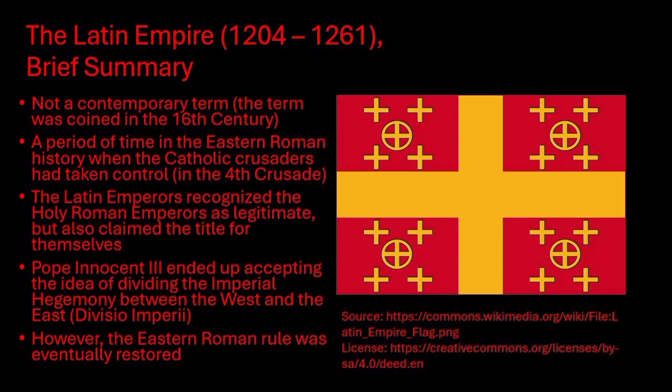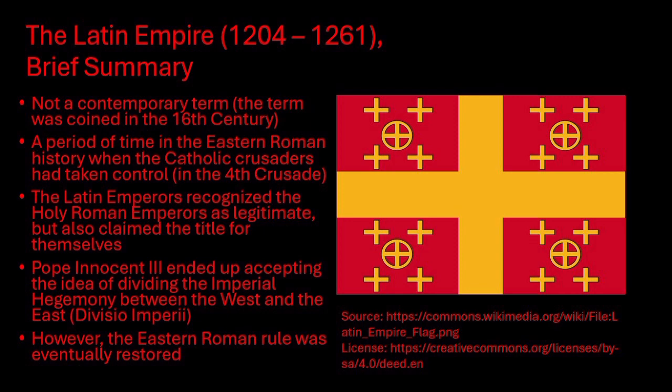This happened during the Fourth Crusade, when Catholic Crusaders would sack Constantinople. The Latin emperors recognized the Holy Roman emperors as legitimate, but also claimed the title for themselves. However, the Holy Roman emperors saw themselves as superior to the Latin emperors. Eventually, Pope Innocent III ended up accepting the idea of dividing the imperial hegemony between the West and the East. This would be called Divisio Imperii.